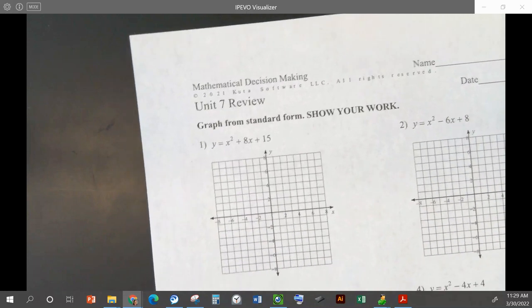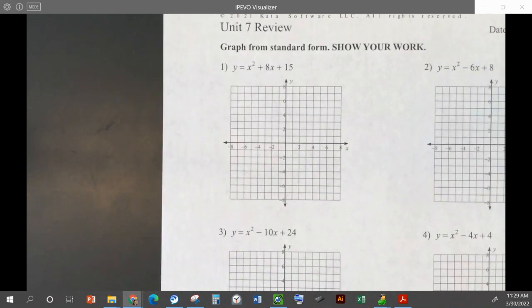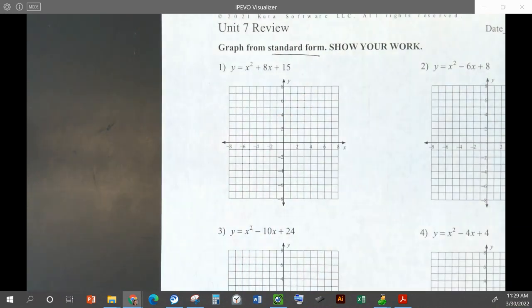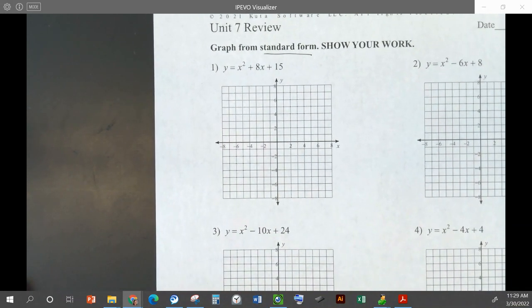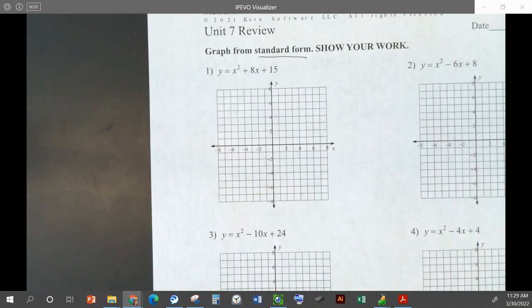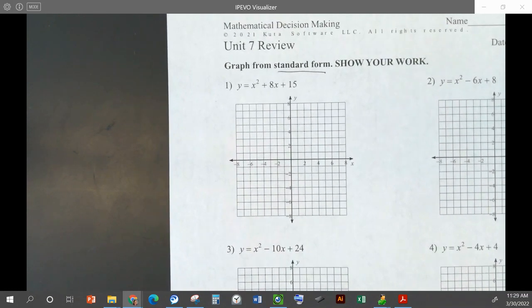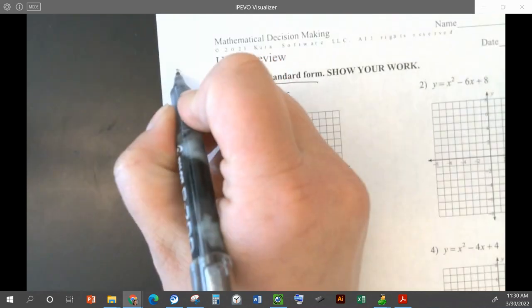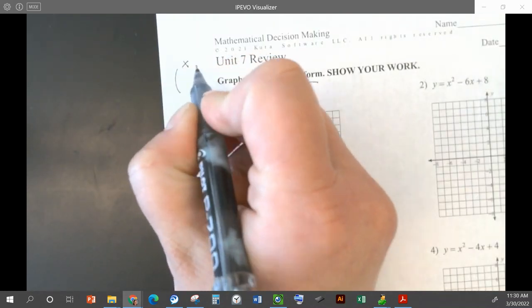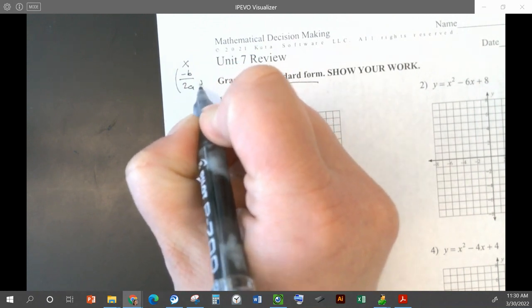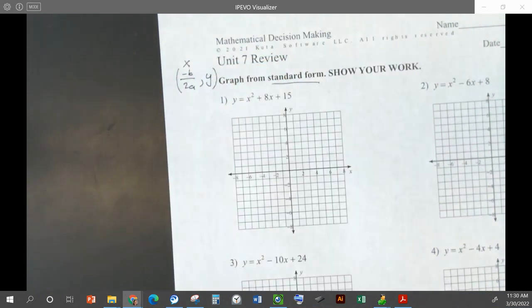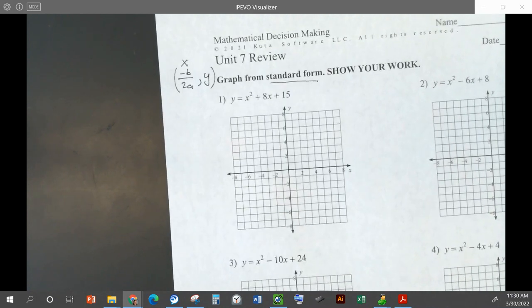First section says standard form. This is what we learned last time. There's an equation we use for standard form. What was that? Negative b over 2a. Good. So we're looking for the vertex. The x coordinate is negative b over 2a, comma y. Good. So we're going to use that formula on all of these.